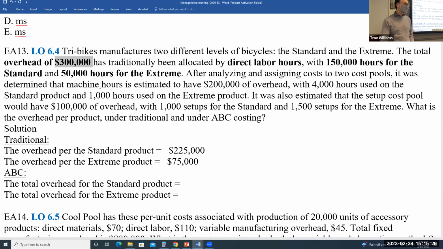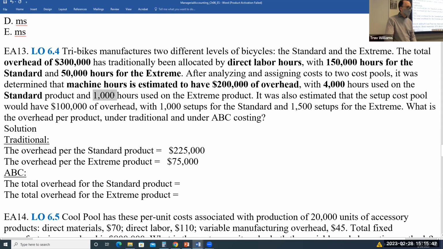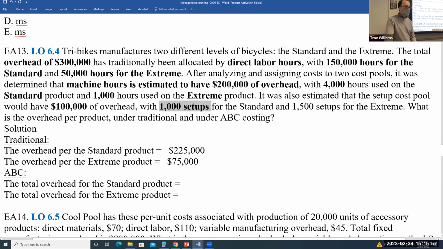Now we're going to read further and we will look at the ABC method. So it says there are two cost pools. Machine hours has $200,000 of overhead with 4,000 hours for the standard product, 1,000 hours for extreme. The other $100,000 of overhead is 1,000 setups for standard, 1,500 setups for extreme.